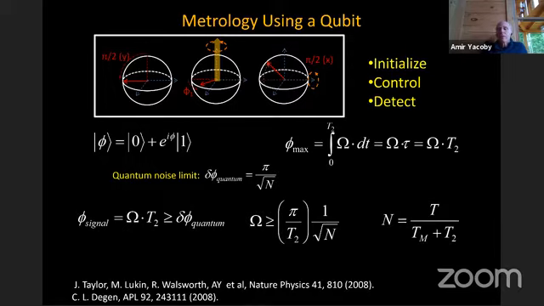And if you put in some typical numbers for NV centers, you see that you can actually get down to 10 nanotesla per 1 second integration if the coherence is of order 100 microseconds, and this is very typical. So 10 nanotesla is about 100 times better than what I described before.